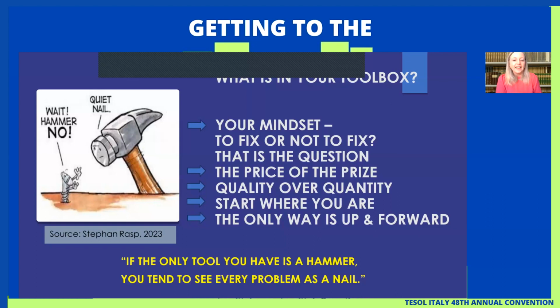And you may say, fine, but if I'm introducing new things, it's going to take time, it's time consuming and takes a lot of energy and so on. So what is the price of the prize? To me, again, it's quality over quantity. It does not have to be a lot of different things, but trying to find the gaps, and what can be really fixed.